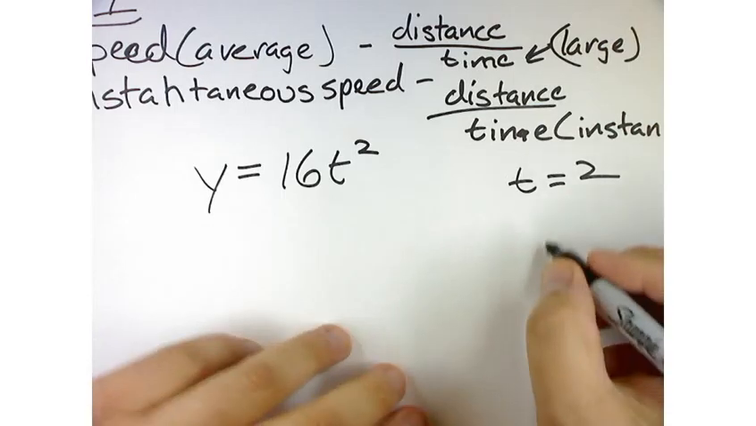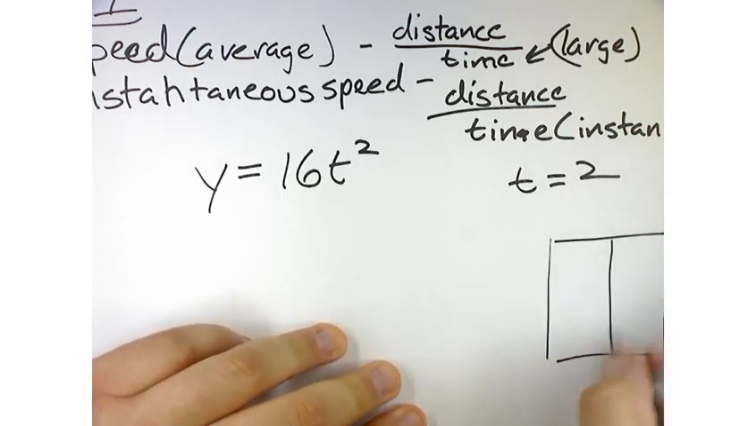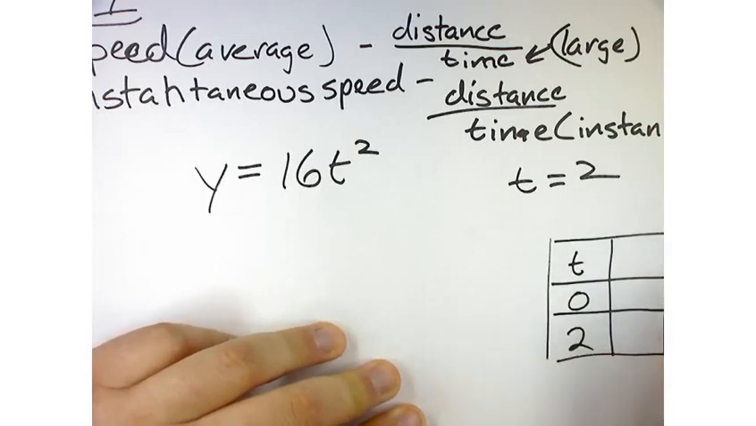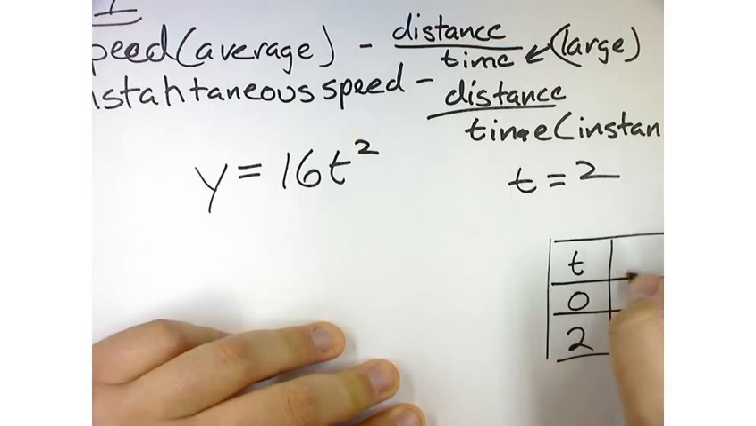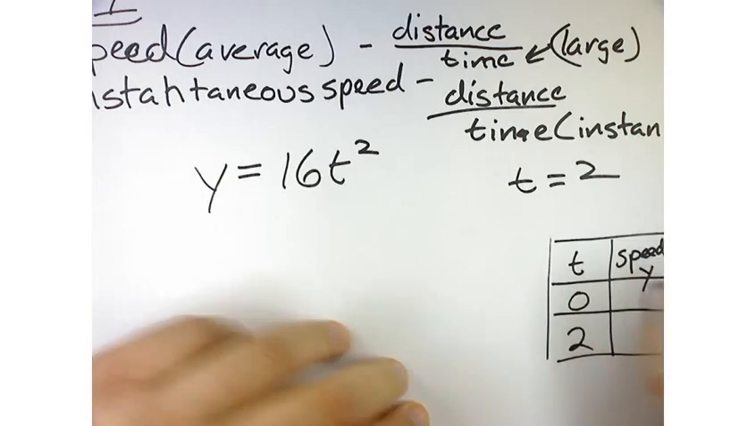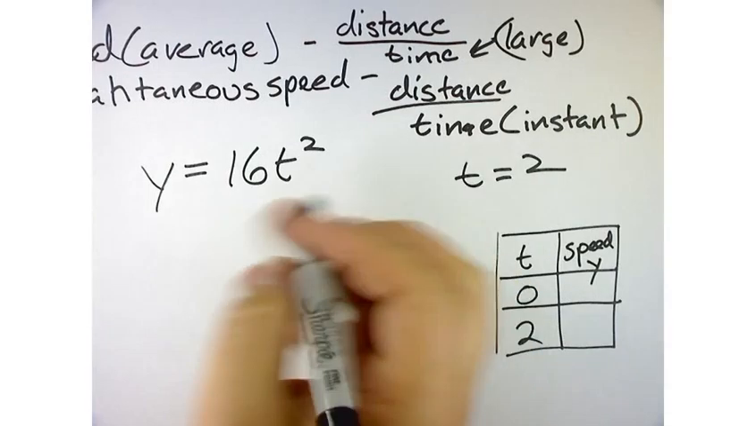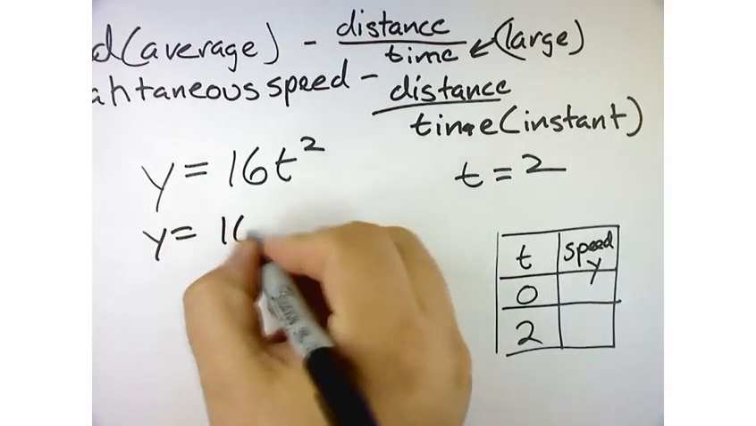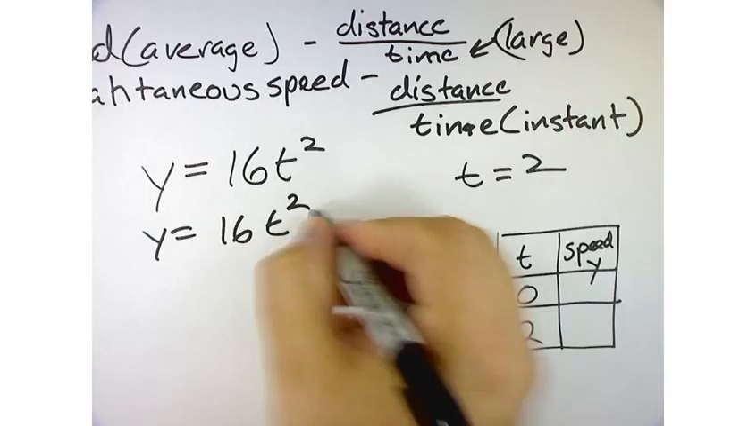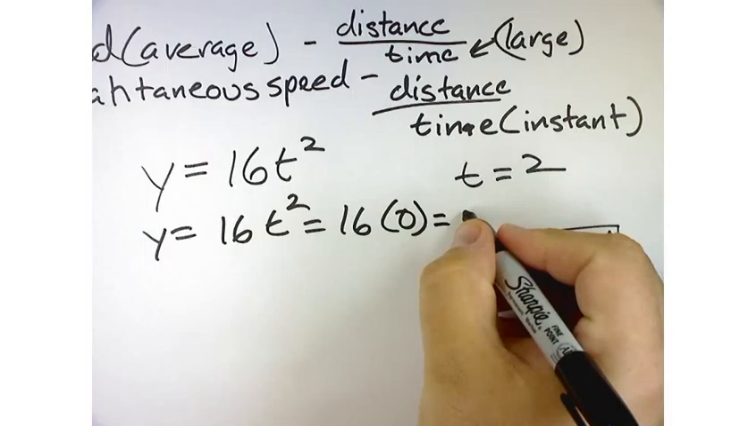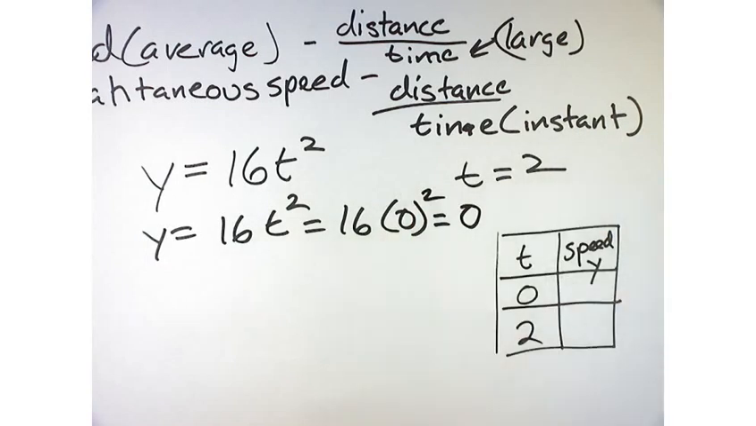So let's do it like this. What would be the initial time? 0. And what would be the final time? 2. So let's evaluate this at 0 and at 2 and see what we get. If I evaluate this at 0, I get y is equal to 16t squared, but I'm going to put in 0 for t, which is 0, right? Because 0 squared is 0. 0 times 16 is 0. So I get 0.